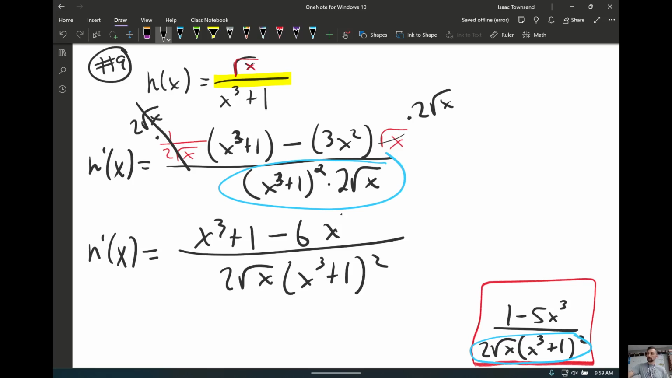X cubed, perfect. And then the only other thing they did was combine these two like terms. 1x cubed minus 6x cubed is minus 5x cubed. So I know that you can simplify complex fractions, but you have to recognize that you had smaller fractions within a bigger fraction to even know to do that.